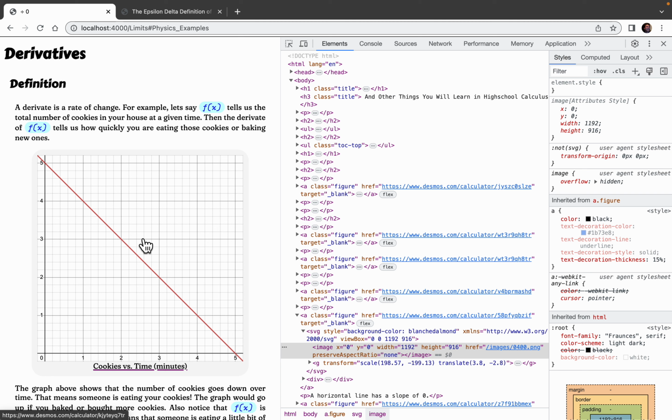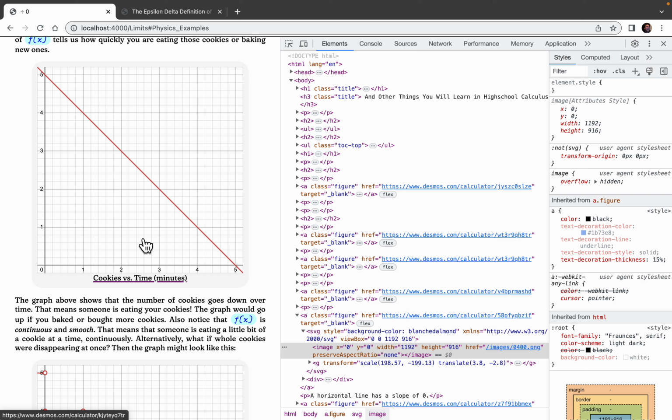Derivatives. Definition. A derivative is a rate of change. For example, let's say f of x tells us the total number of cookies in your house at a given time. Then the derivative of f of x tells us how quickly you are eating these cookies or baking new ones. The graph above shows that the total number of cookies goes down over time. That means that someone is eating your cookies. The graph would go up if you had baked or bought more cookies.